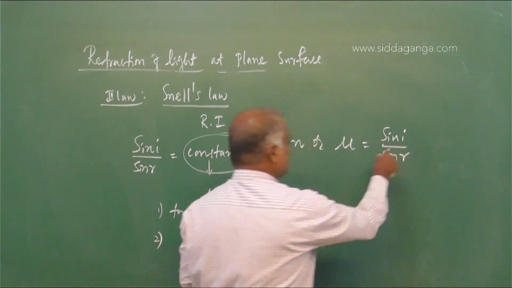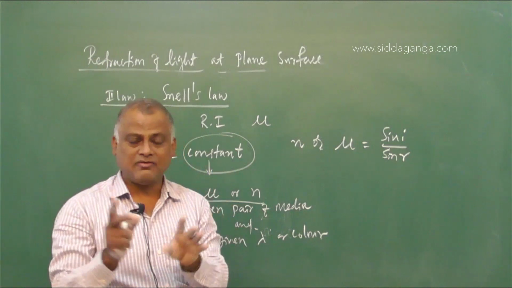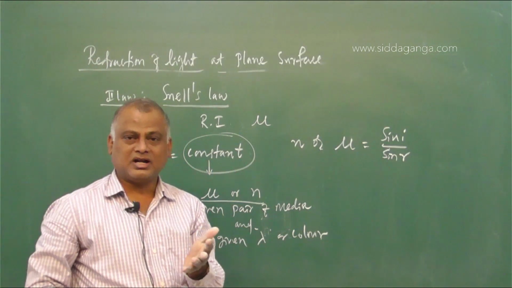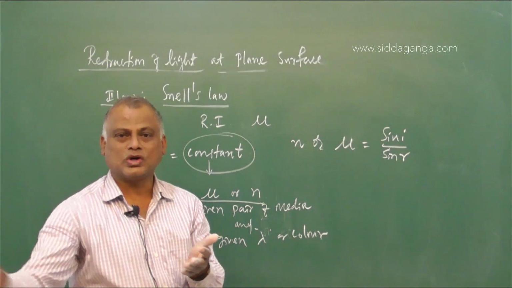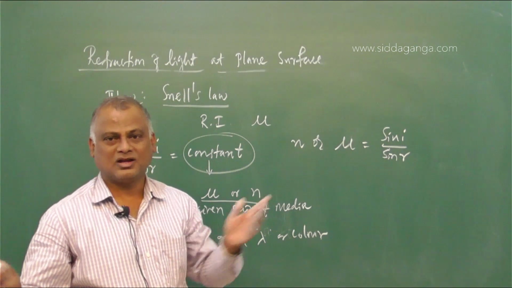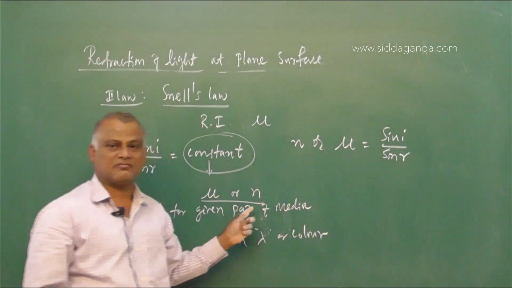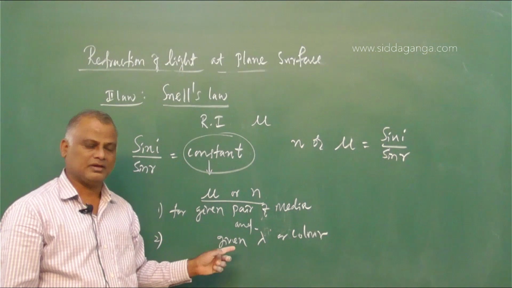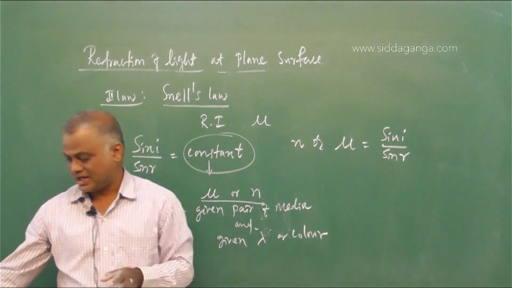Look, i is the angle of incidence, r is the angle of refraction. Trigonometric functions do not have SI unit, do not have dimensional formula. Therefore, no SI unit, no dimensional formula for refractive index. It is constant for a given pair of media and for a given color of incident light. No dimension, no SI unit.